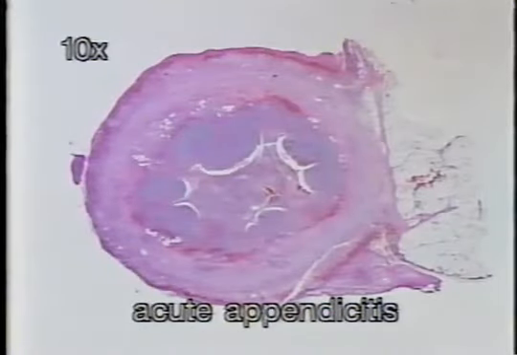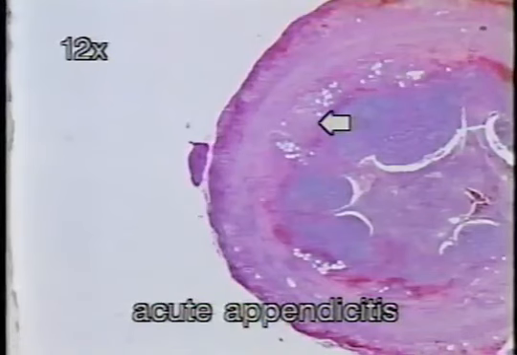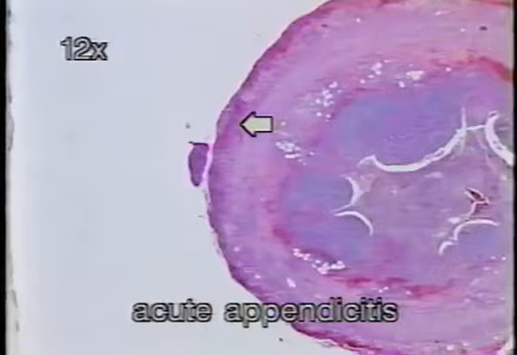Acute appendicitis is another disease caused by bacterial invasion. Here is a low-power magnification of a stained section of inflamed appendix. The lumen is lined with glandular epithelium. Note the prominent lymphoid follicles in the mucosa. Beneath the mucosa is a thick submucosa. Next, a layer of smooth muscle. And finally, on the outside, a thin serosal surface.